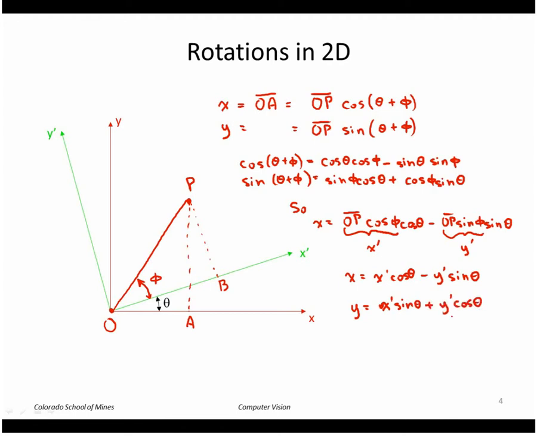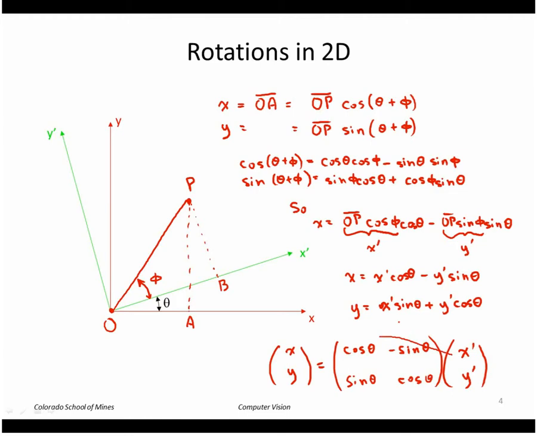Writing that as a matrix expression, I can write x, y is just cos theta, minus sine theta, sine theta, cos theta, and then multiplied by x prime, y prime. So this then is our rotation matrix, a 2x2 rotation matrix that describes the orientation of one frame with respect to the other.